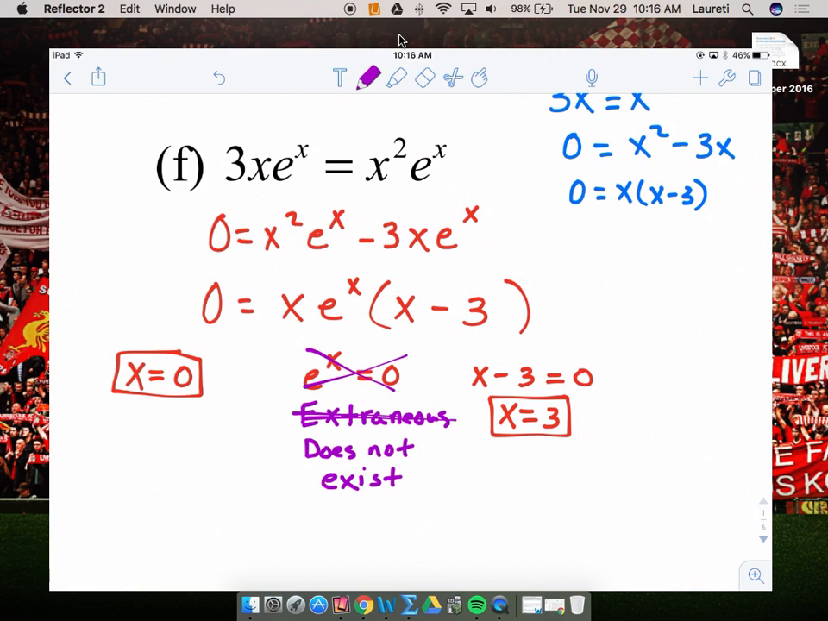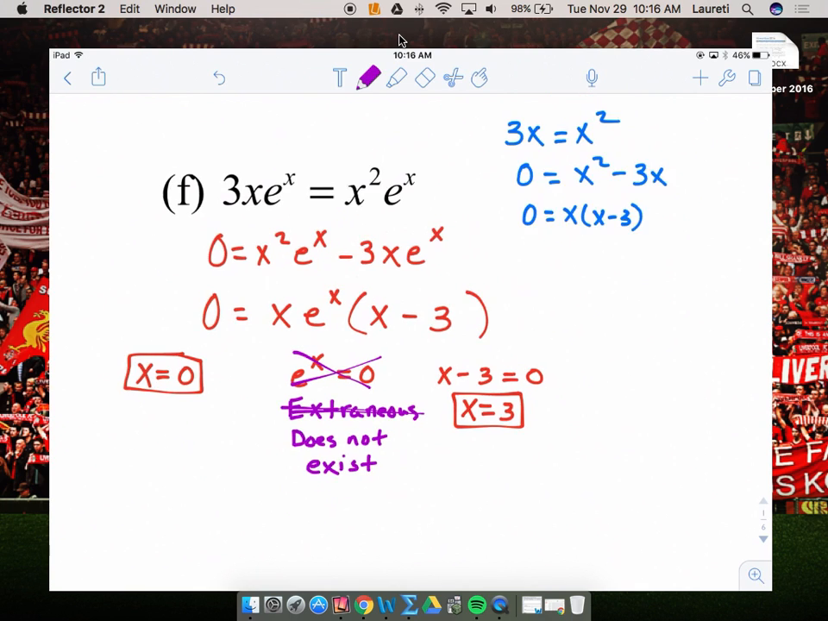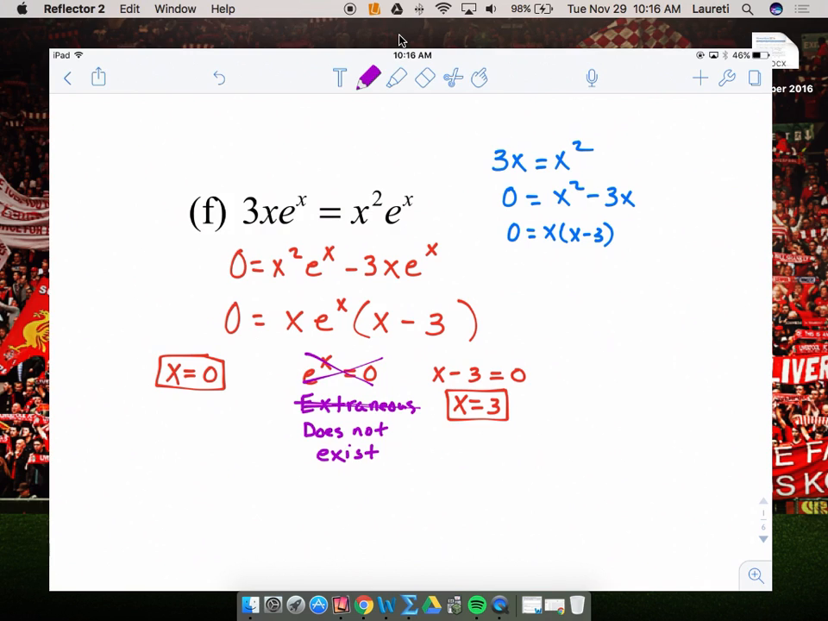Yeah, I guess you could do that, because then you'd still get the same 2 answers, right? I would recommend putting everything on one side, just so that you're not missing anything. But that's certainly a possibility.